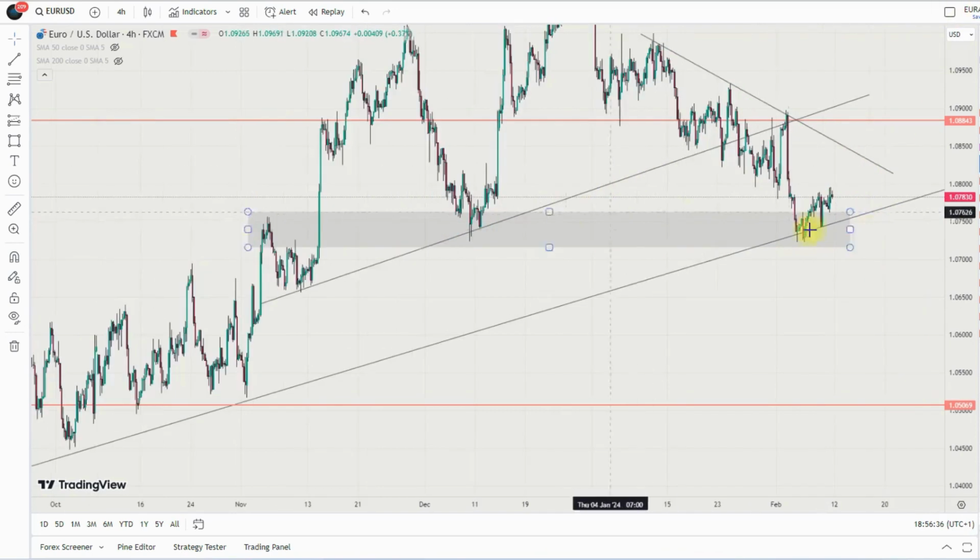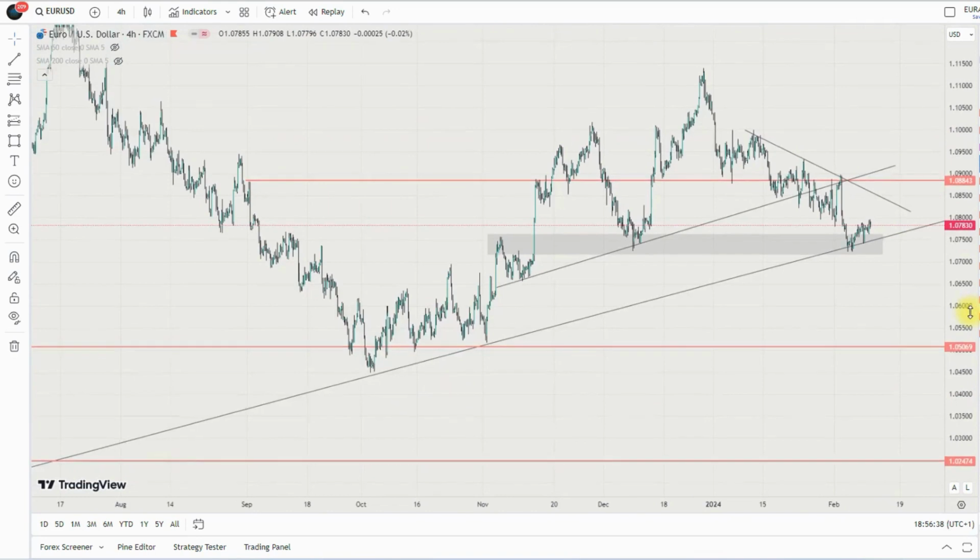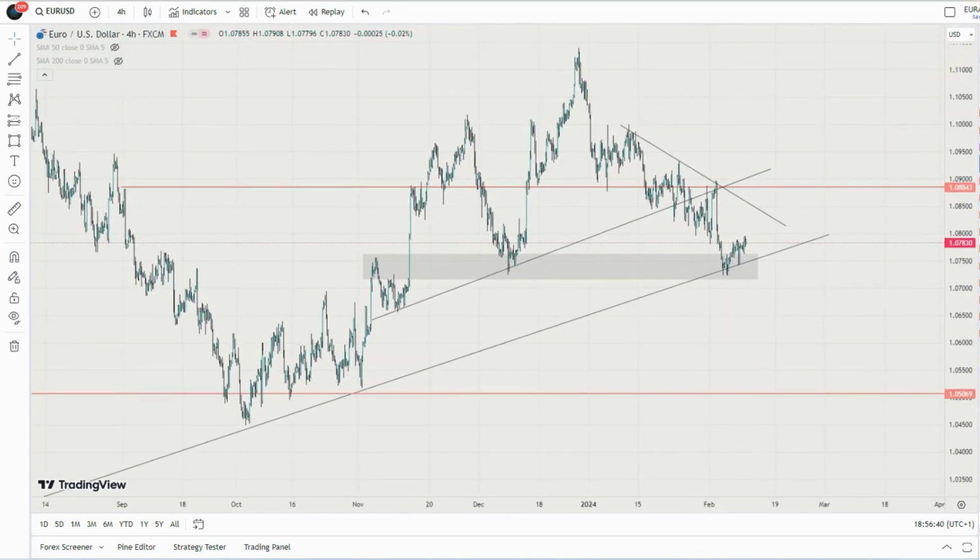So I'm looking for a sell bias on euro US dollar, and this support level, you can see that price bounced off. What I'm looking for is for price to come here, or at most break this, and then we have a rejection back to the downside to 1.05069. So that's what I'm looking at on euro US dollar.